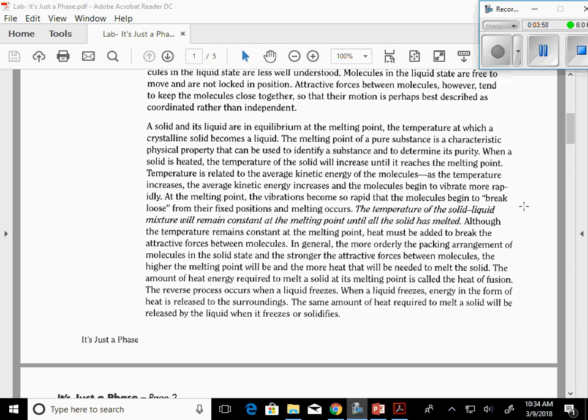It is just the opposite when a liquid freezes. Energy in the form of heat is released to the surroundings. So we are releasing heat when we go from a liquid to a solid, when we are freezing. The same amount of heat needed to melt the solid is the amount of heat that needs to be lost to freeze it. So that is the melting or freezing point, depending on which way we're going, whether we're adding heat or removing heat.